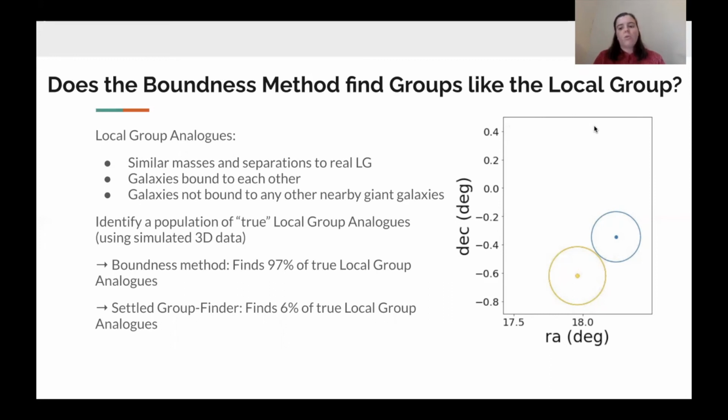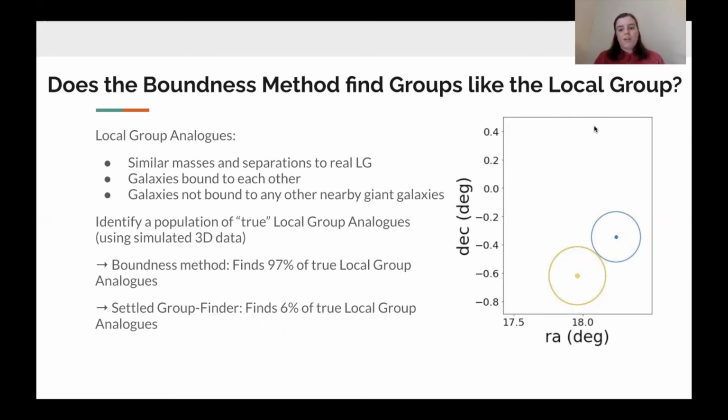So the local group, the real local group, is somewhat isolated from other nearby large groups, and so we require the same of our local group analogs. And we use simulated three-dimensional information that we can't observe in the real universe to identify a population of true local group analogs. And then we use simulated observational data, like what we actually do observe, to test how well the boundness method finds these true local group analogs.